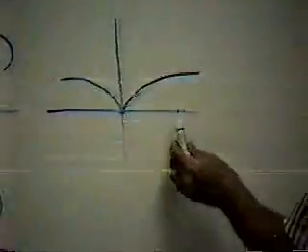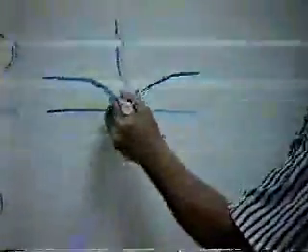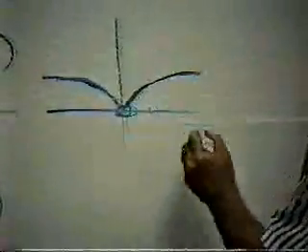Plot points. If you come in here and put an 8, you get 4. If you put a minus 8, you get plus 4. Therefore, this concave downward, that's a minimum point.